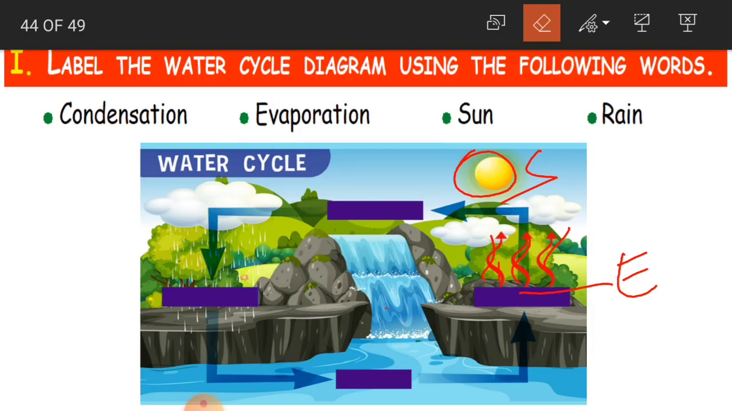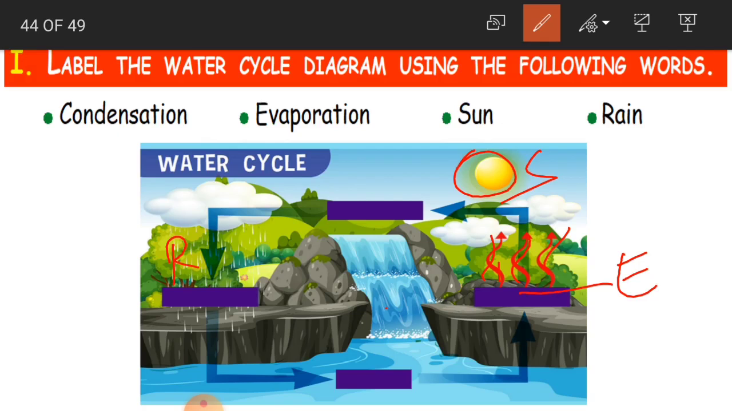Okay, this is evaporation. And then this is the sun. And where do you get rain here, children? See here, rain. Are you able to see it from the clouds? So this is the rain.